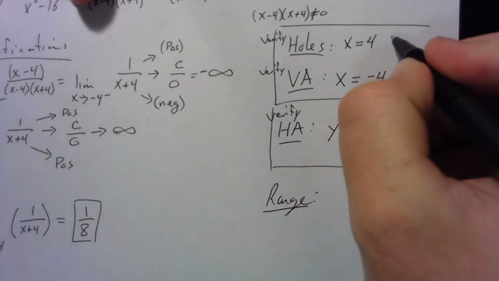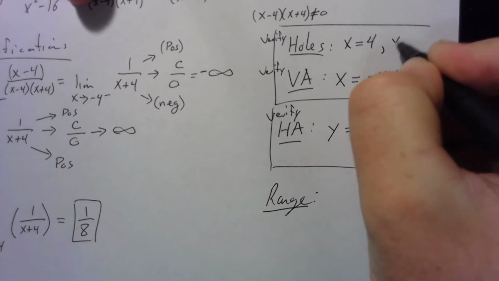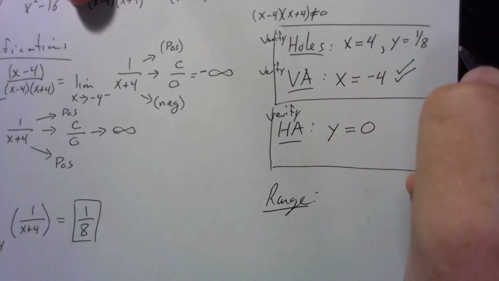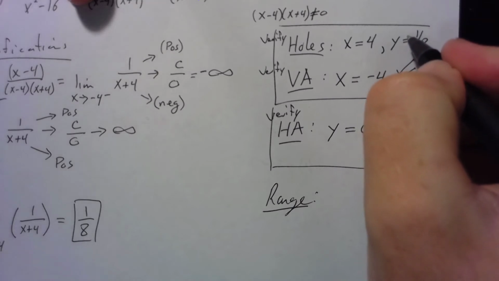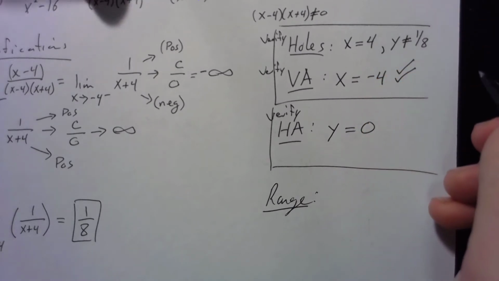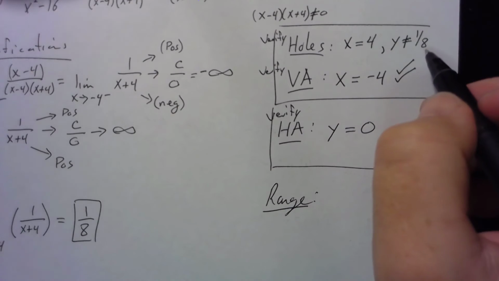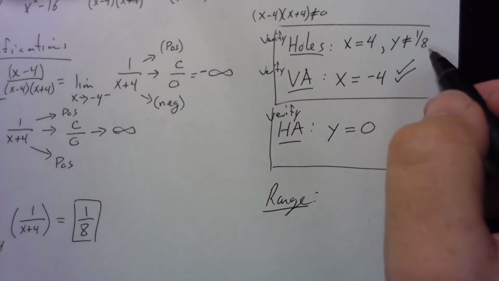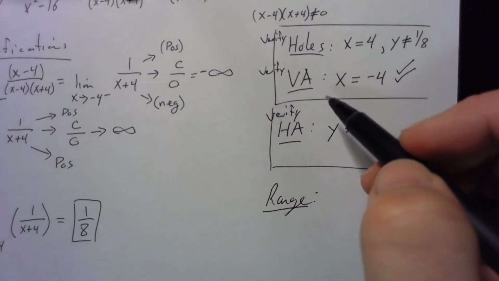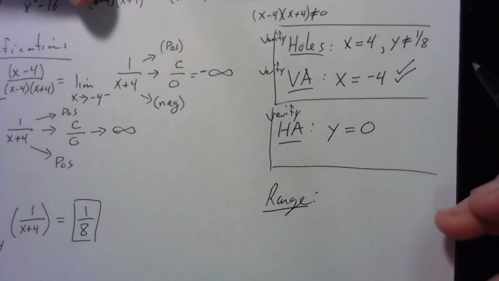More importantly, I know if x equals 4, my y should be 1 over 8. And when I say equals, I'm going to go ahead and put a slash through that. It is not equal to 1 over 8, it's approaching 1 over 8. So I know more or less where the empty hole is going to perfectly sit on this graph.